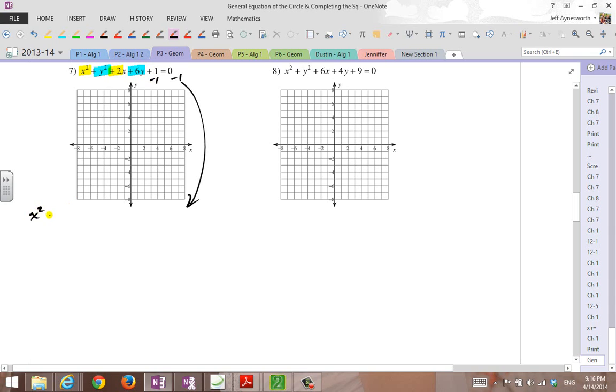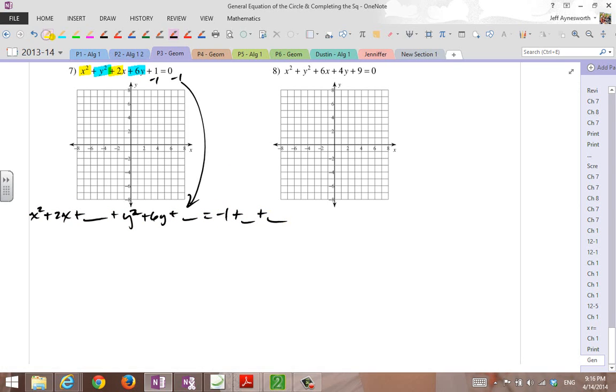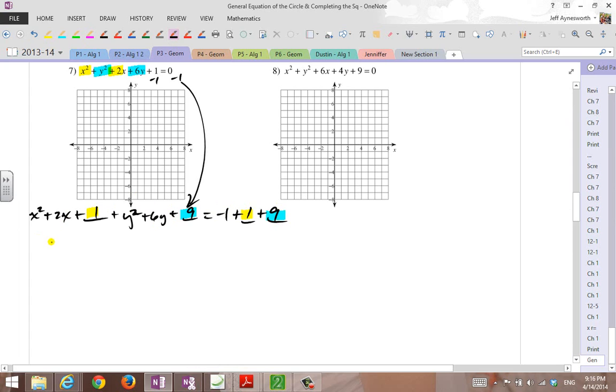We got x squared plus 2x plus something plus y squared plus 6y plus something equals -1 plus something plus something. I've got to complete the square for the x's, and then complete the square for the y's, add them to both sides, and then go for it. 2 divided by 2 is 1, 1 squared is 1, so add 1 to both sides. 6 divided by 2 is 3, squared is 9, so add 9 to both sides. Factor, and I get x plus 1 quantity squared plus y plus 3 quantity squared is equal to 9.